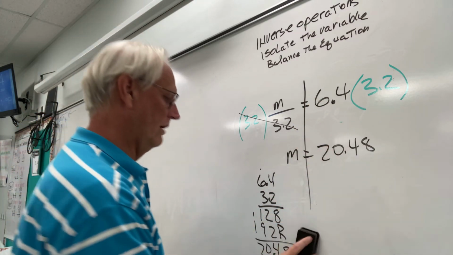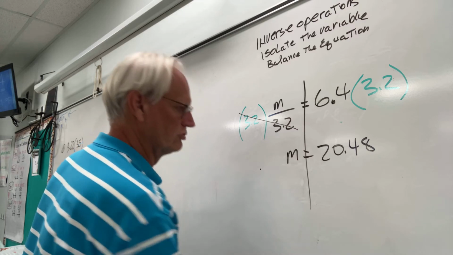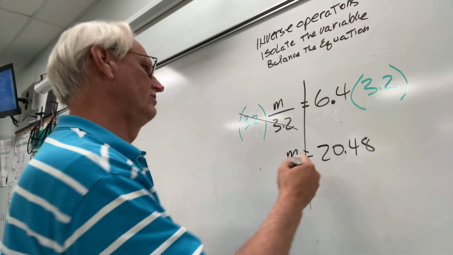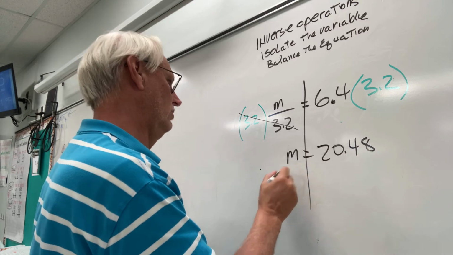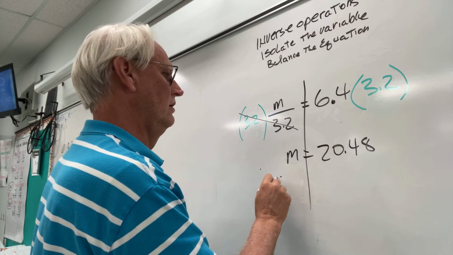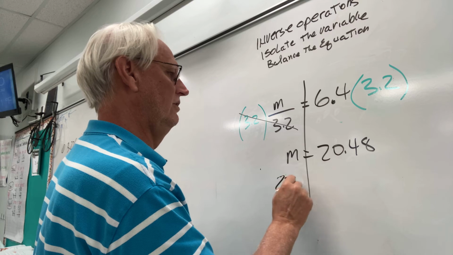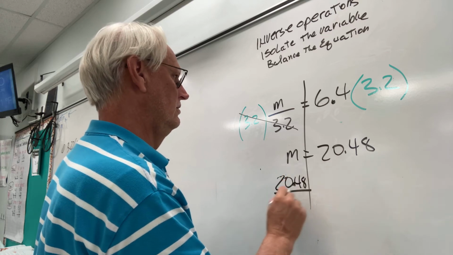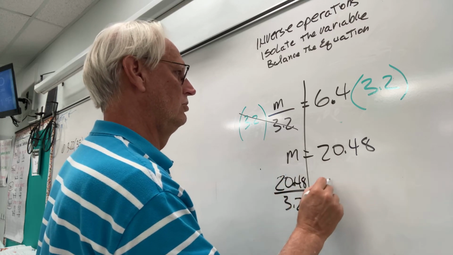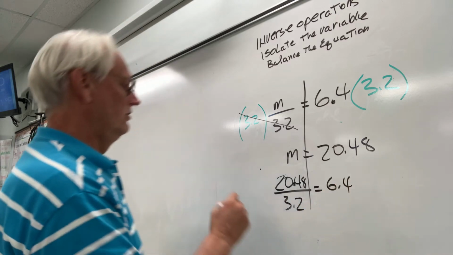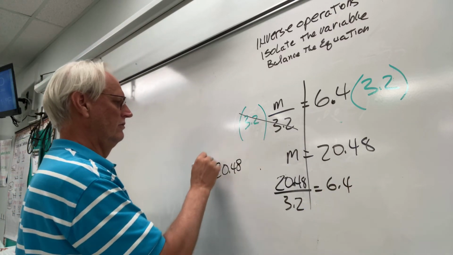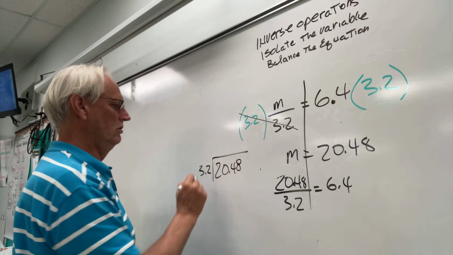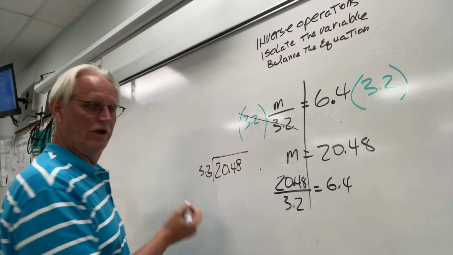So then I'm going to plug it back in and see if this is really true. And this is where some of you are getting like, well, Mr. Raber, I don't really know why I need to do that. Well, because sometimes we make a mistake. So Mr. Raber is going to check and see if I made a mistake here. M divided by 3.2 equals 6.4. So now I've got 20.48 divided by 3.2. Well, I need to move this decimal one place to the right.